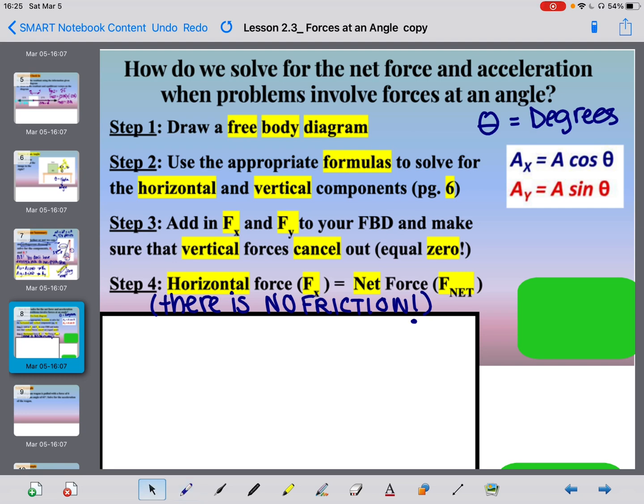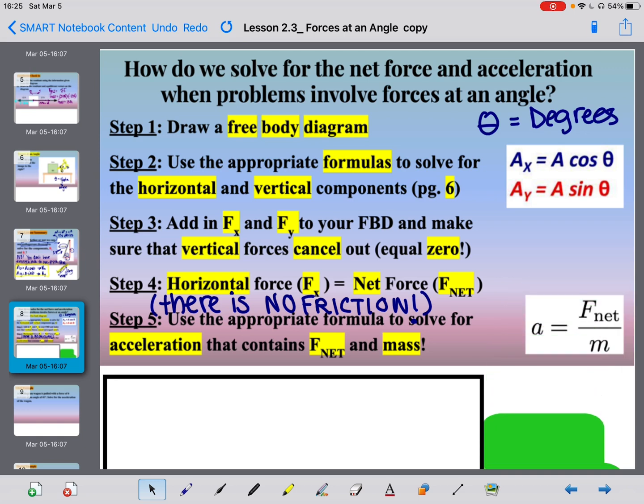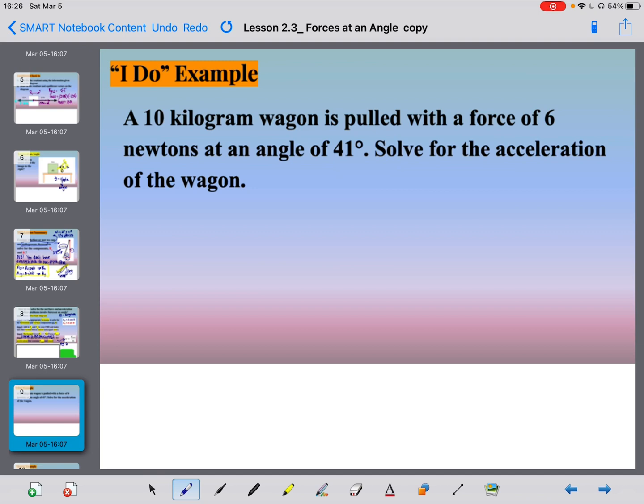Finally, we're going to use an appropriate formula to solve for the acceleration that contains F net and the mass, and we know this to be a equals F net over m. Again, can be found on page 6 of our reference table, okay? So now we'll do an example. The first one: a 10 kilogram wagon is pulled with a force of 6 newtons at an angle of 41 degrees. Solve for the acceleration of the wagon.